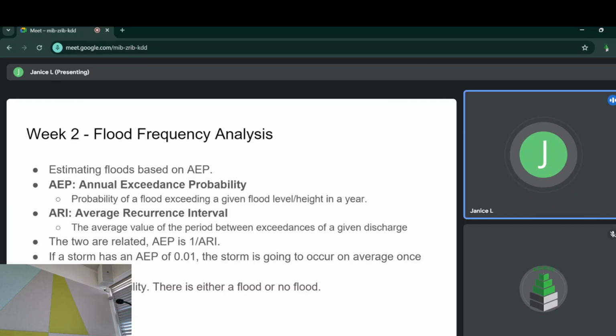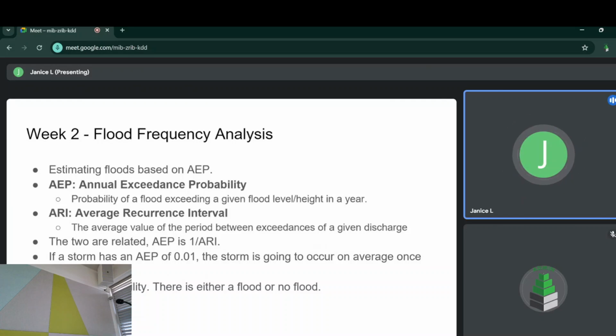It's actually very important to learn, and in the industry as well, knowing how to estimate floods and how to design for flooding, right? And in order to do that, you really need to know how we can analyze floods and how we can classify floods, right? In this case, these are the two acronyms that are quite essential in this course to know. There's the AEP and the ARI.